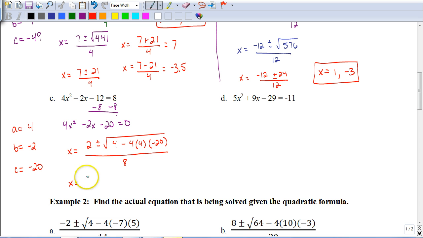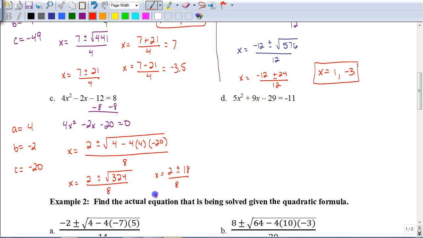So now when I go to solve this, I'd get 2 plus or minus the square root of 4 minus 4 times negative 20. Notice it's not 4 minus 4, so don't write down 0. We have to do this using order of operations, or like I said, using our calculator. And the calculator will do the order of operations for you. It'll get 324 under the radical, divided by 8. Well, that means that x equals 2 plus or minus the square root of 324, which is 18.